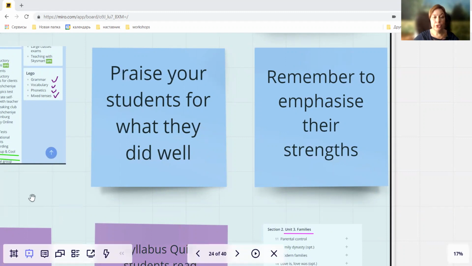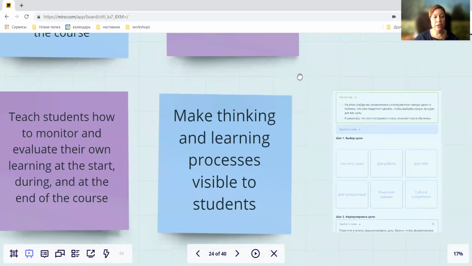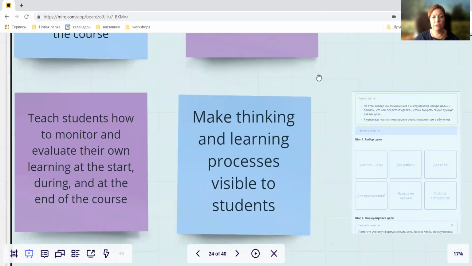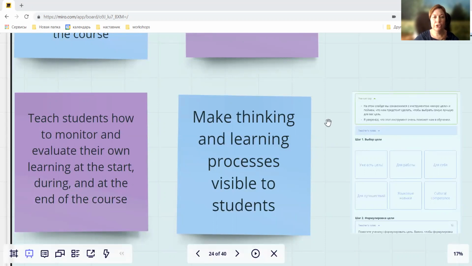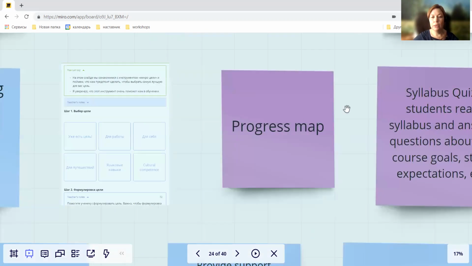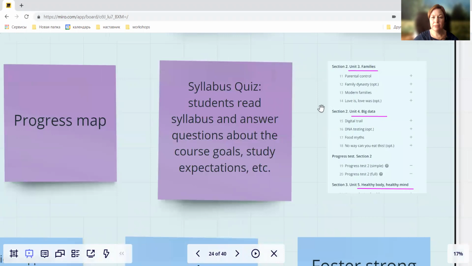Furthermore, you should teach the student how to monitor and evaluate their progress. What's more, you can make thinking and learning processes visible to students from the beginning. One of the great things to reach this aim is the progress check. And also you can make with your students a progress map or have a syllabus quiz.